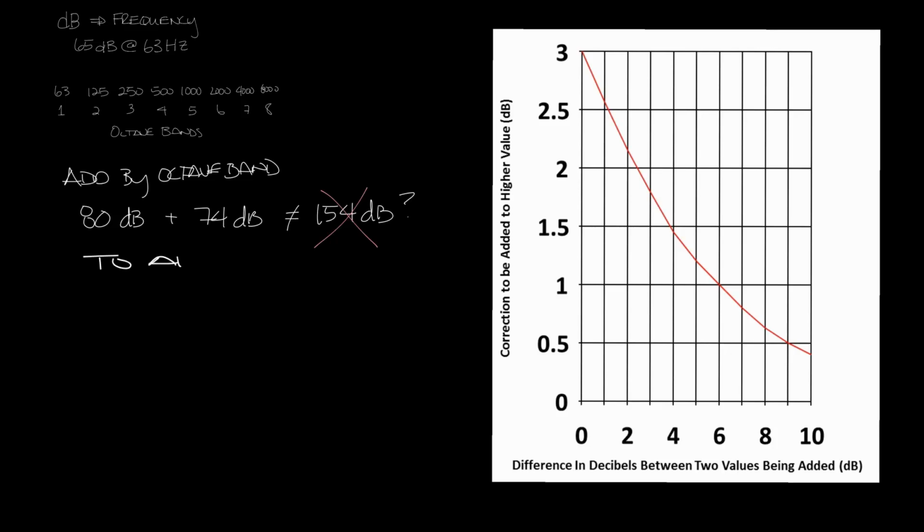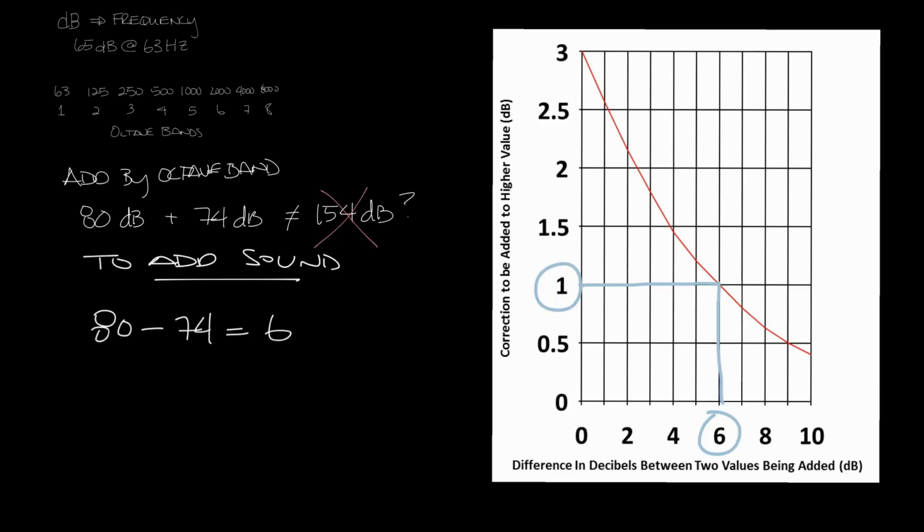Okay, so now you take the difference between your two sound sources: 80 minus 74 equals 6 dB. You go find 6 on our chart across the bottom here and draw a line up to the curve and then over to the correction, which is 1. So now you add the correction to the higher of the two sound sources.